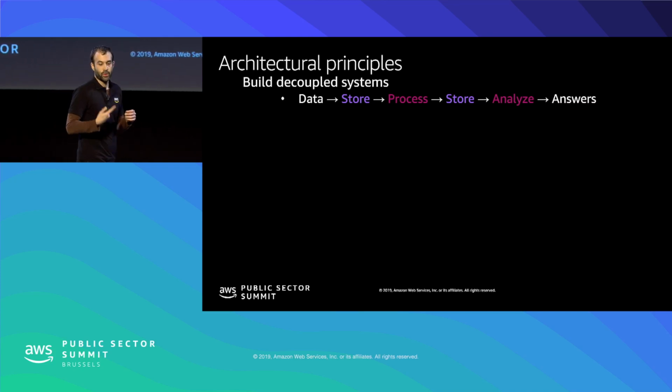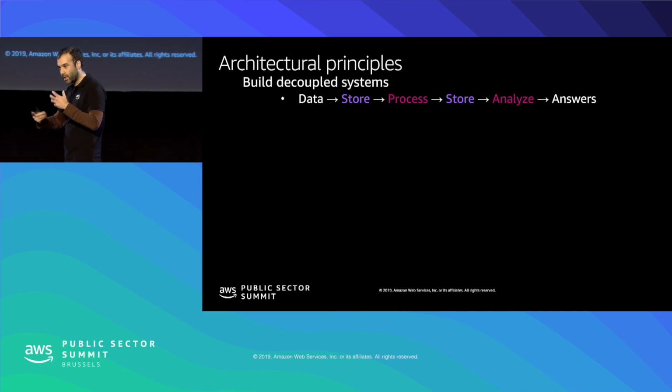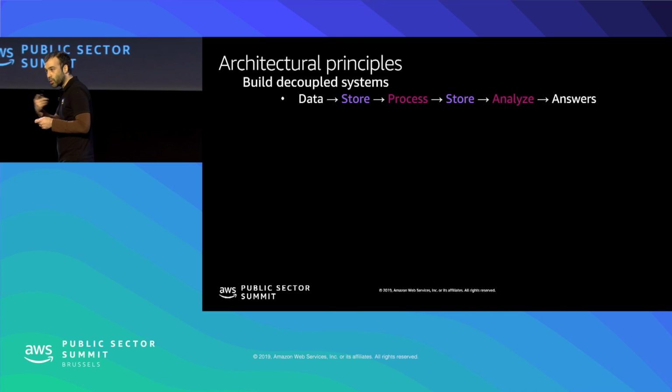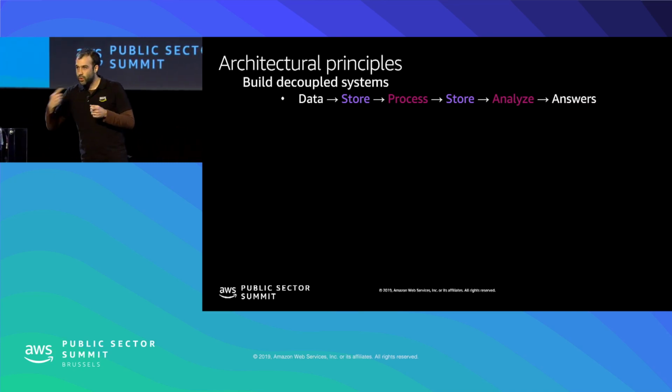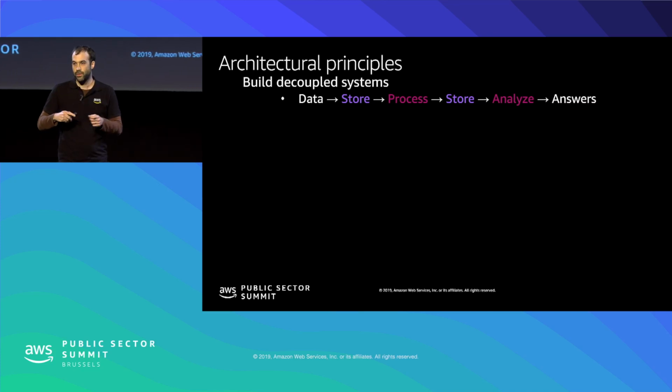Now, from a big data point of view, what that means really breaks down into storage, processing, and analysis of the data. And the way you store the data really shouldn't mandate the way you process the data, and equally the way you process the data shouldn't mandate the way you analyze the data. So they should be independent.